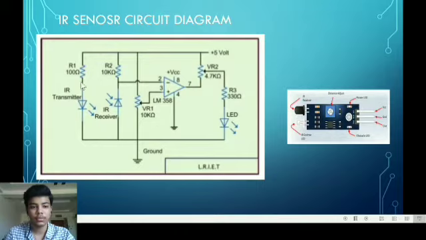Resistors R1, R2 and R3 are used to ensure that a minimum of 10 milliamperes of current passes through the IR LED, photodiode and normal LEDs respectively. Resistor VR2 is used to adjust the output terminals. Resistor VR1 is used to set the sensitivity of the circuit.